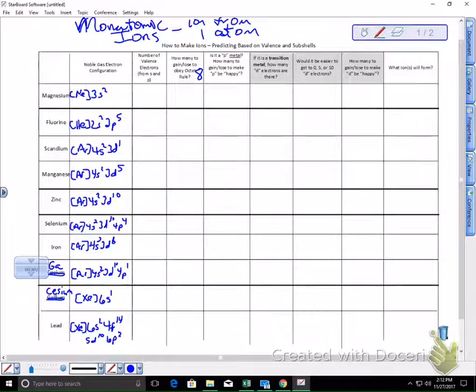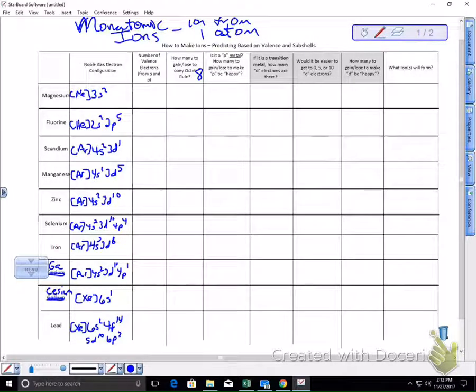The first element we have here is magnesium. We want to predict maybe what magnesium's ion or ions will be. This chart is a flow chart. It's more like an algorithm, a mental algorithm that I developed to help me think through what ions would form. So I hope it helps you as well.